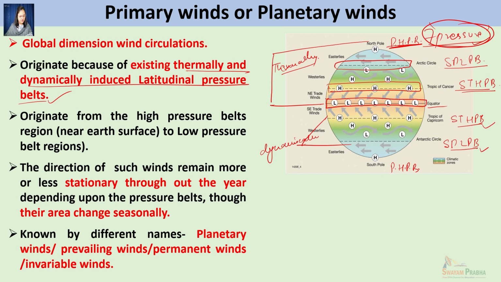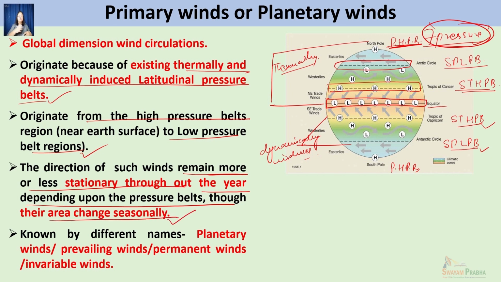So the planetary wind movement is specifically from the high pressure belt regions of the world near the Earth's surface to the low pressure belt regions. Whatever wind circulation we are going to discuss now is confined to the regions near the Earth's surface. Whenever we talk about planetary wind circulation, we talk about the general wind circulation near the Earth's surface. The direction of such winds remains more or less stationary throughout the year depending upon the pressure belts, though the area may change seasonally.